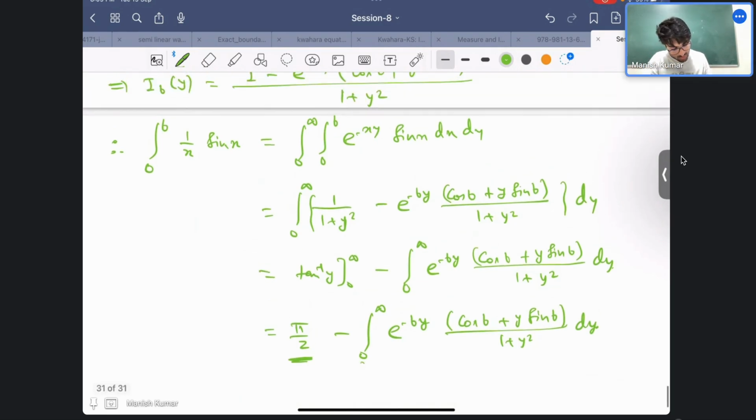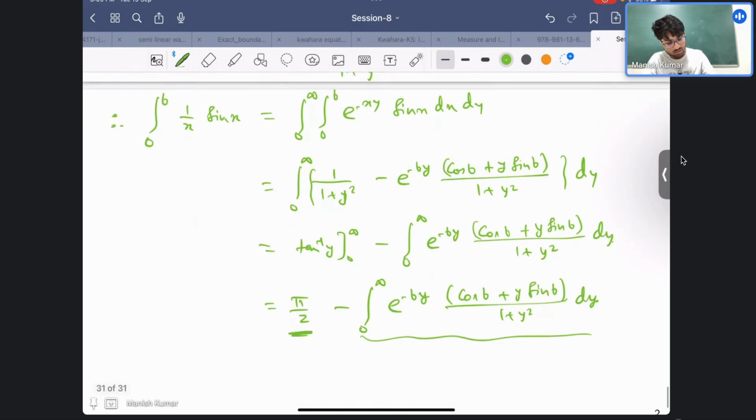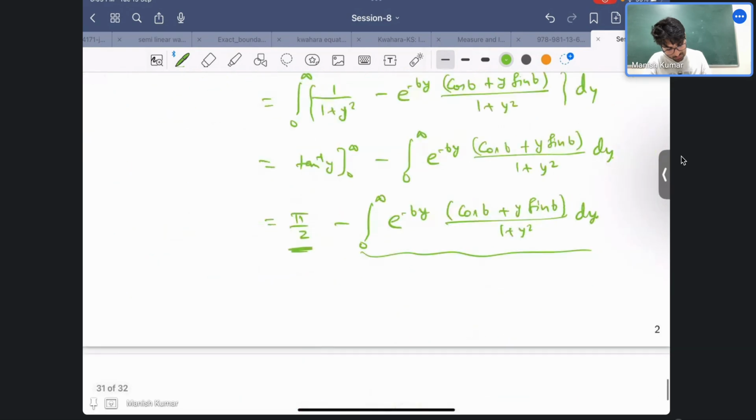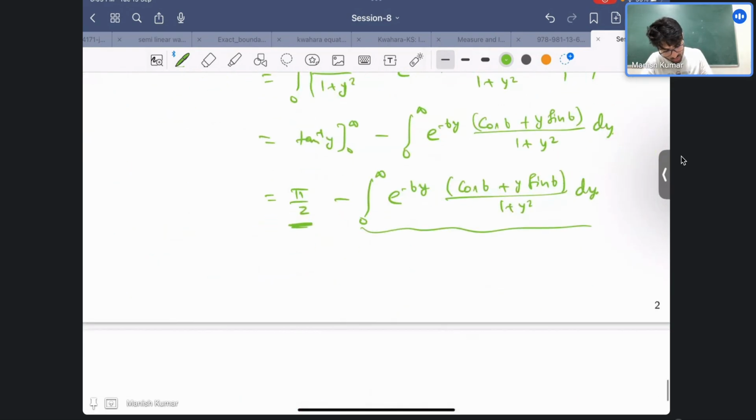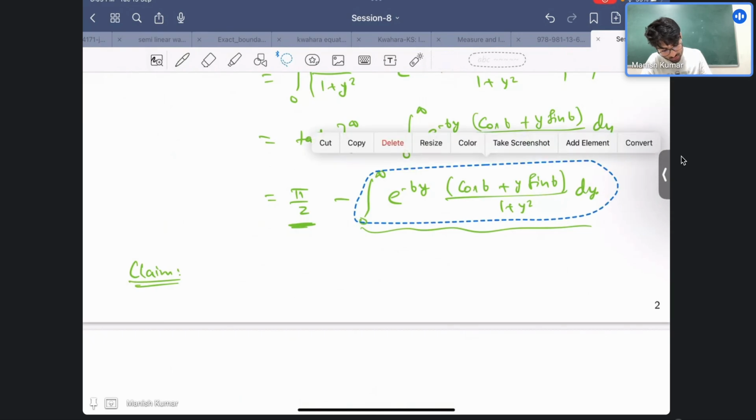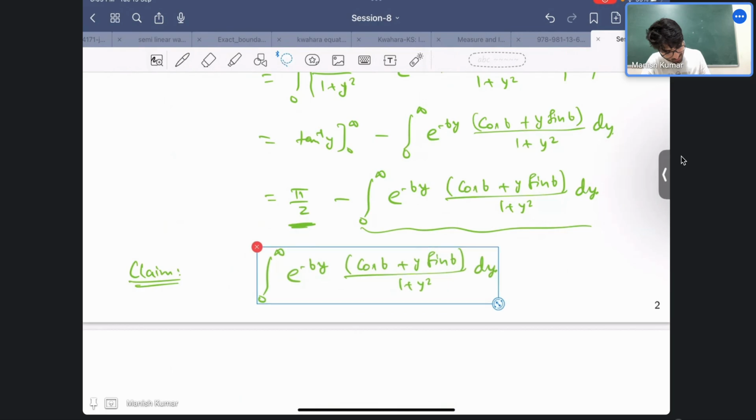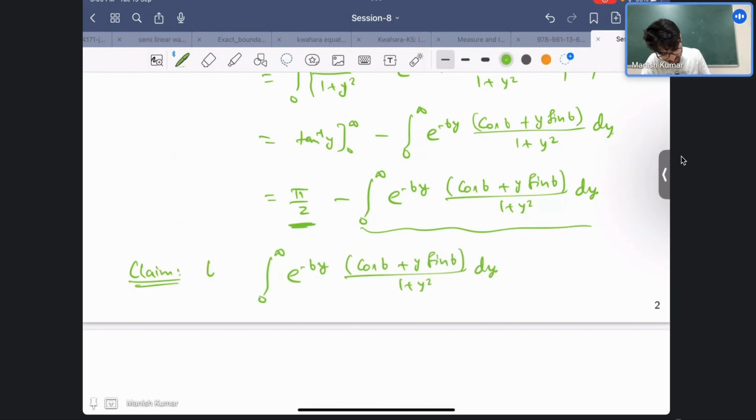Okay, so now you have to make sure what this integral will be. Let us try to see this integral. My claim would be that the limit of this quantity as b goes to infinity is 0. If I can prove this, then I'm done.